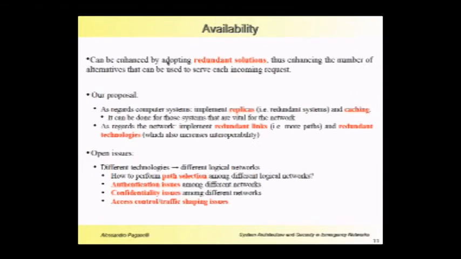For what concerns availability, we can say that the main approach is to introduce redundant systems and technologies, both for the computer system of the whole emergency system, and for the telecommunication infrastructure. As for this latter case, some open issues arise, mainly related to the fact that by introducing new transmission and telecommunication technologies, we may have different logical networks that need to coexist and work together.